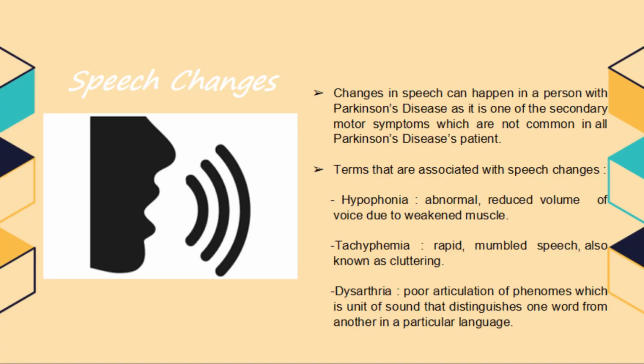Hypophonia refers to abnormally reduced voice volume due to weaker muscles, and tachyphemia is rapid or mumbled speech, also known as cluttering. And lastly, dysphoria. Dysphoria is characterized by poor articulation of phonemes, which are the units of sound that distinguish one word from another in a particular language.